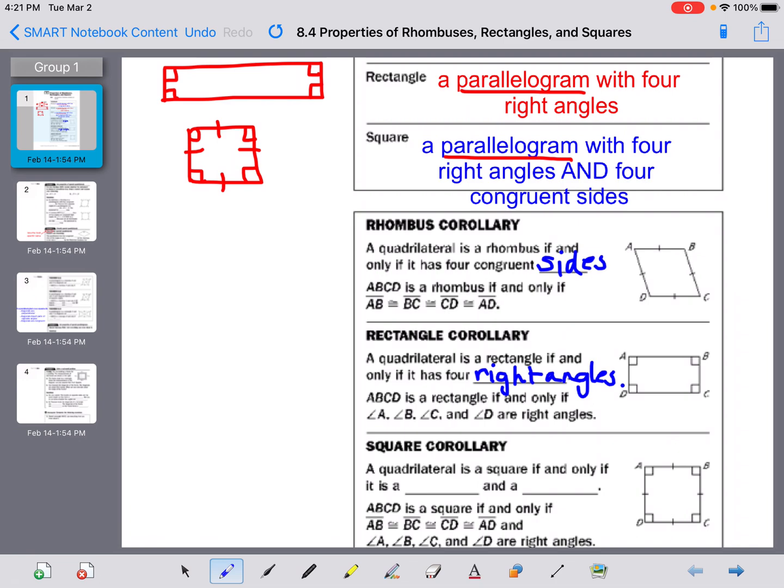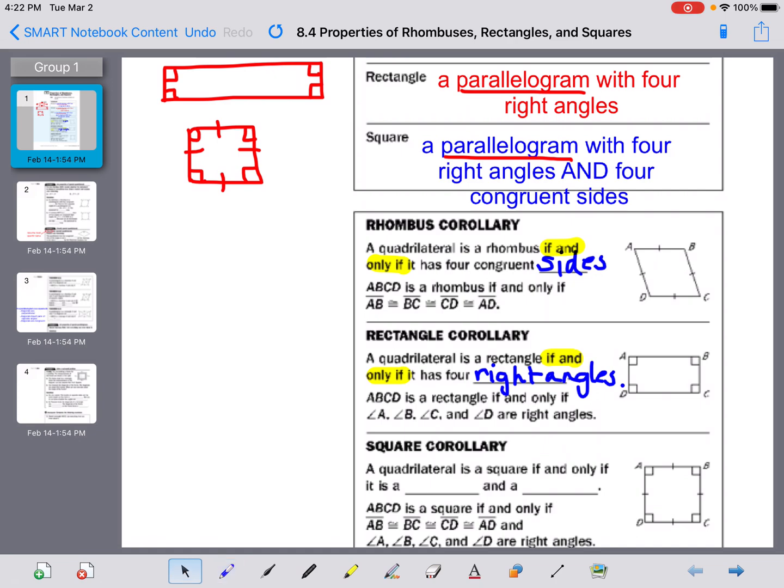And I do want to point out, do you notice in both of these the if and only if? So we can flip it around, right? We could say if there's 4 right angles, then it's a rectangle. Or if it's a rectangle, then it has 4 right angles. You can flip those around from either direction.